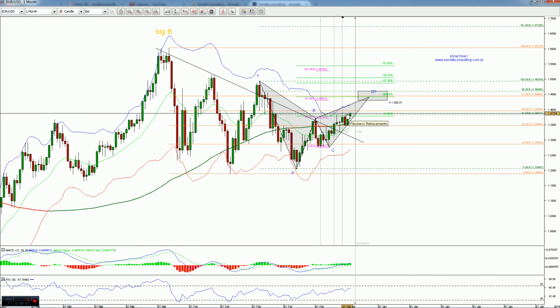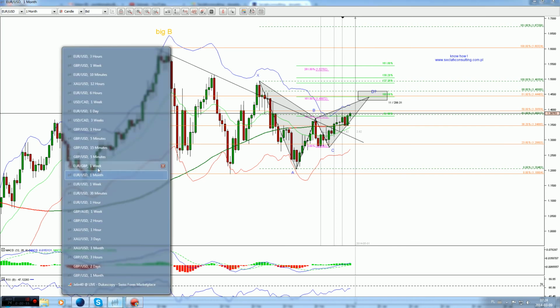I do not rule out that we will have a correction and a kind of retesting of those lower levels here, but at the end of the day we will most probably have the right arm of this butterfly pattern completed, I guess by maybe end of May, June, July. I guess the market should be in this area.